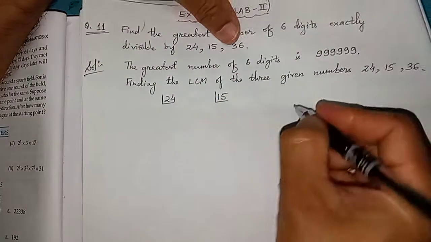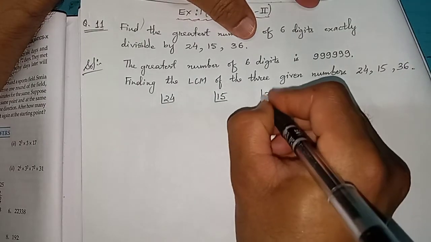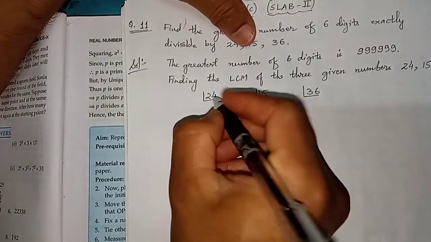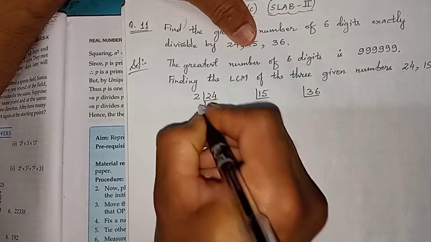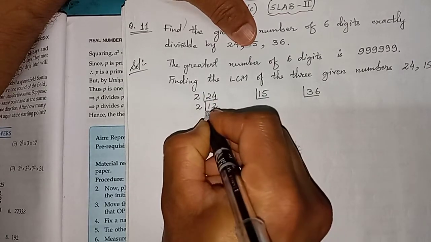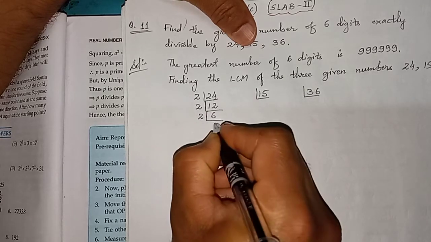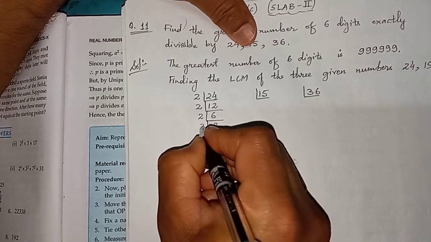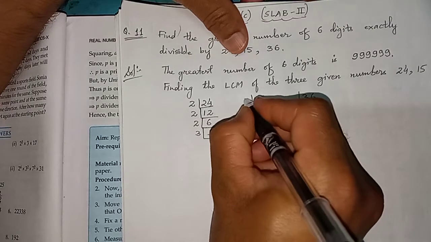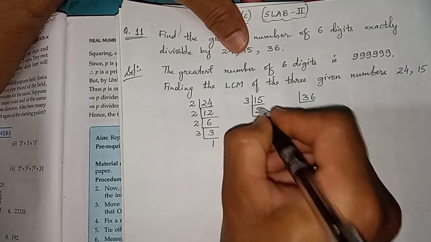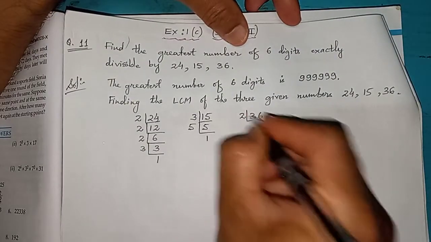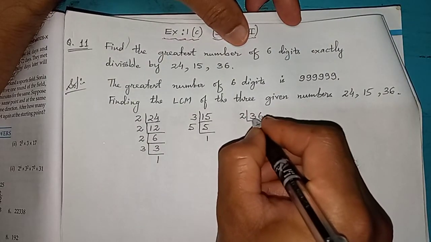So let us find the LCM of 24, 15 and 36. 24 is an even number, so we can divide by 2. 2 twelves are 24, 12 is even, 2 sixes are 12, 6 is even, 2 threes are 6, and 3 is a prime number, so 3 ones are 3. 15 is odd, so we divide by 3: 3 fives are 15. 5 is a prime number, 5 ones are 5. 36 is an even number, so we can divide by 2.